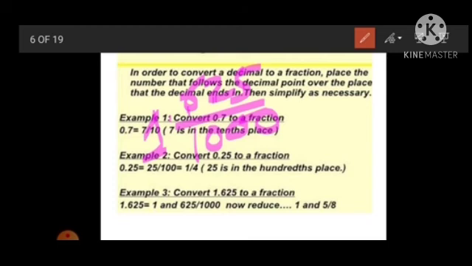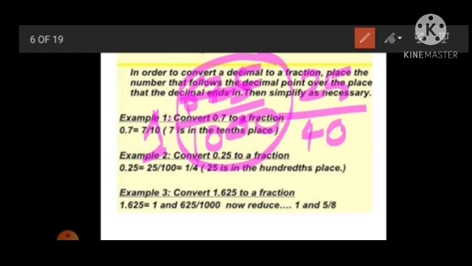Now here we will see the lowest term. This fraction we will reduce to the lowest term. 25 ones are 25, 25 twos are 50, 25 threes are 75, 25 fours are 100, 25 fives are 125. First you solve 25 twos are 50 and 25 fives are 125, and here 25 fours are 100 and 0.